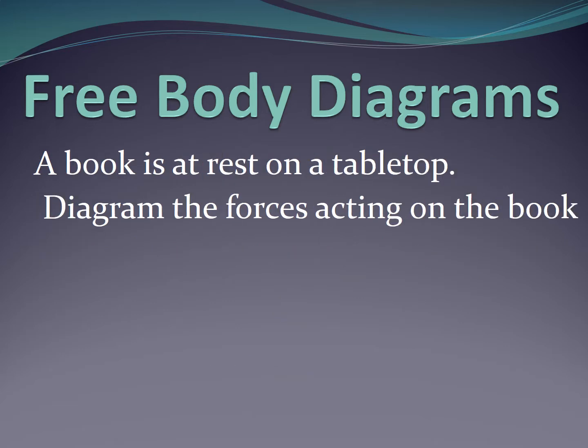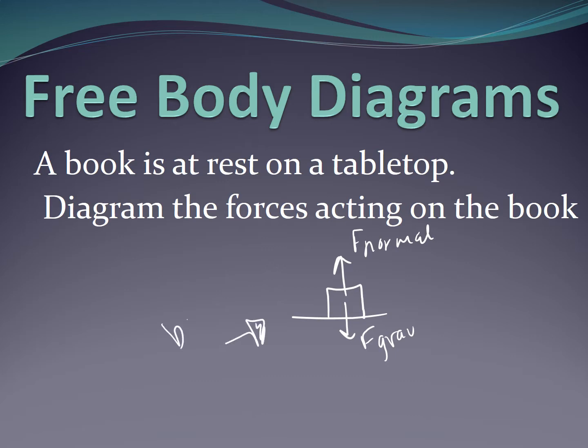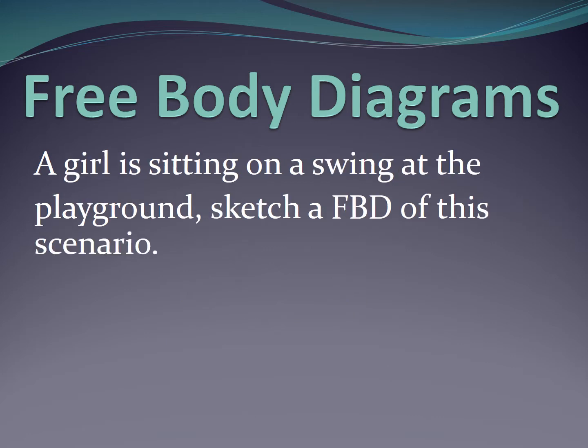So let's say a book is at rest on a tabletop. And we've gone over this one before. Of course, gravity is facing down on it, but we also have the not applied force, but the normal force in order for it to be balanced. So this, for example, let's review, is a balanced force. That means those are equal, and so it is at rest.